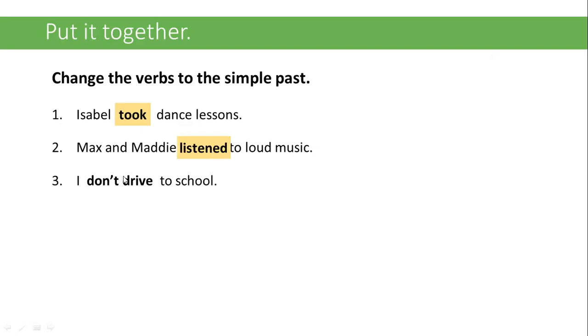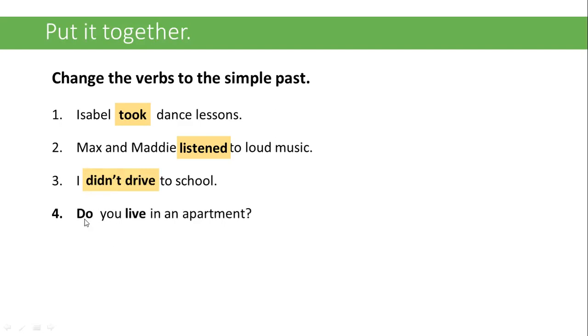And then this one, I don't drive to school. It becomes, yeah. So in present simple, for negative sentence, we use do, don't, or doesn't, right? It depends on the subject. However, in simple past, we always use didn't. We always use did, no matter whatever the subject is. You must use did for negative sentence. How about this? In present we use do or does, but in past we use did.